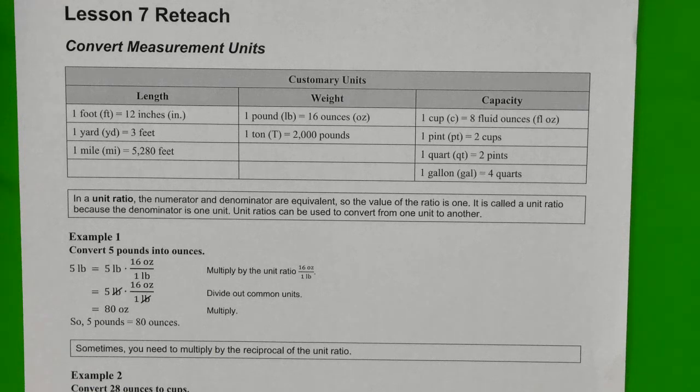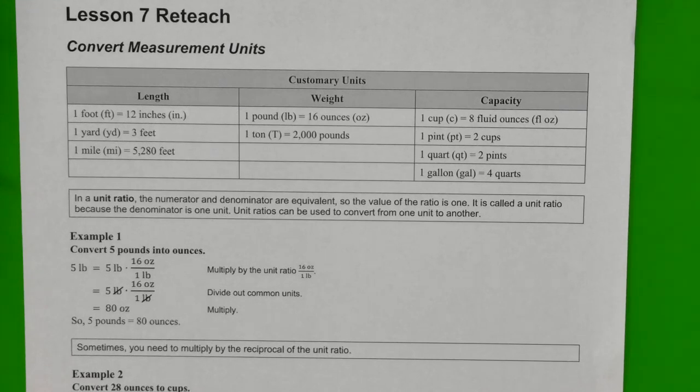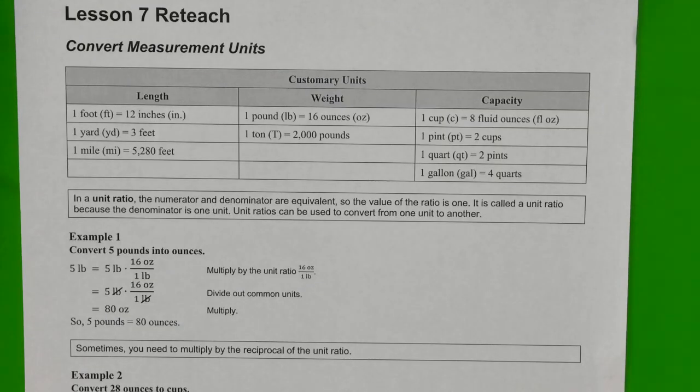So today is our final lesson in Chapter 4. It's Lesson 4-7, Converting Unit Measurements. You'll find the customary units and the metric units on your star chart, your conversion chart. So what we're doing is we're going to find the unit rate to have a denominator of 1.